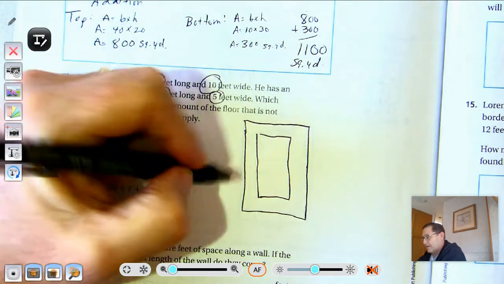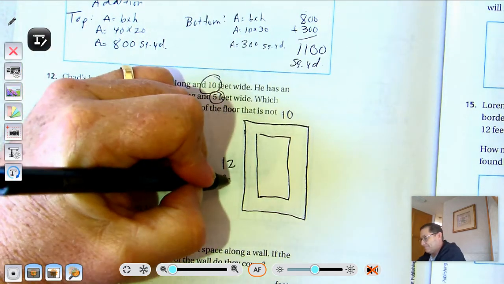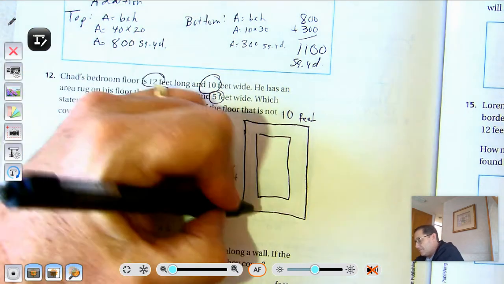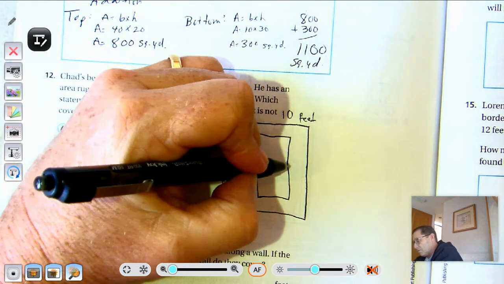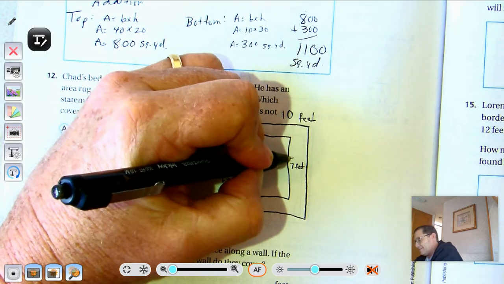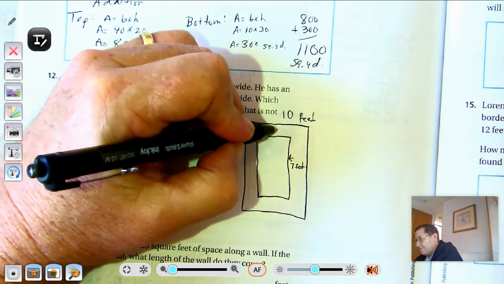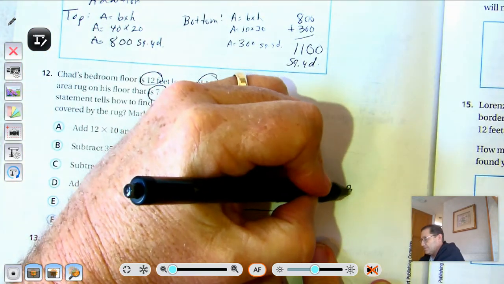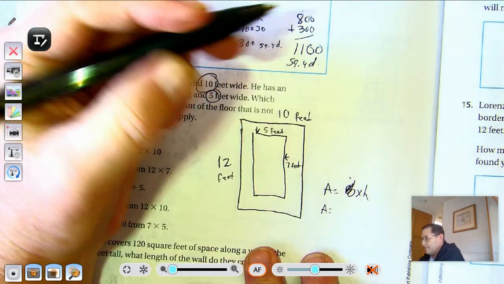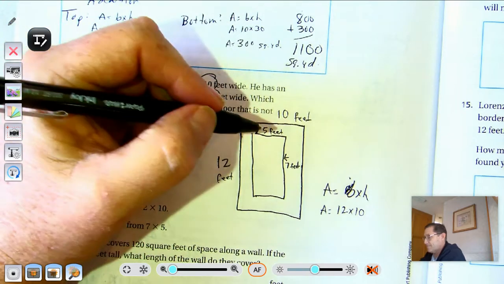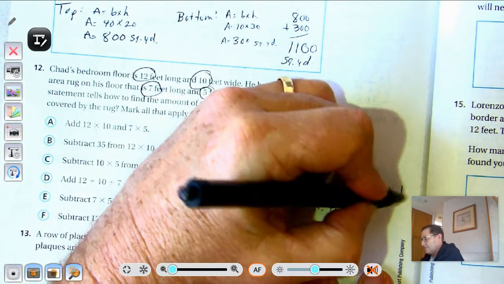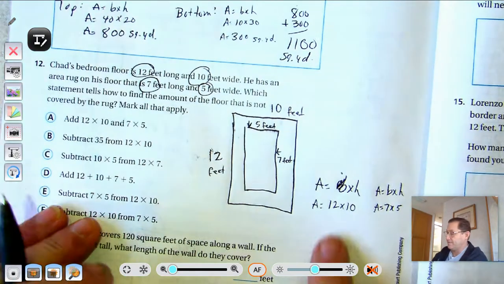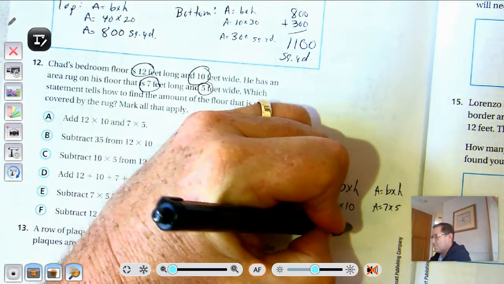Okay, we'll have his bedroom as 12 by 10. And then the area rug, we would say is 7 feet by 5 feet. Okay, so the area of the room is base times height. So the area would be 12 times 10. The area of the rug is also base times height. The rug is 7 times 5. So to get the answer, we finish this up. We have 120 minus 35.